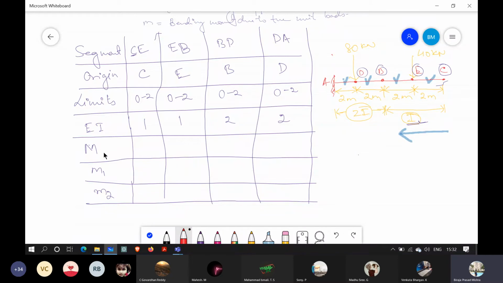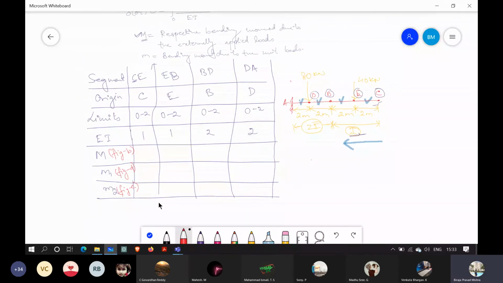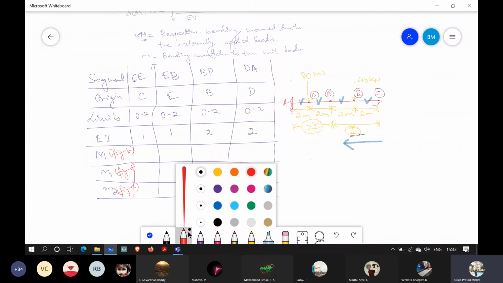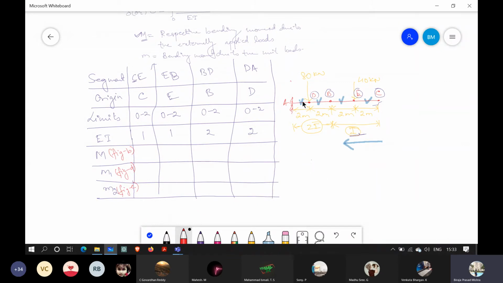Now, from where will we get the value of M and m1? We will get the value of M from figure B, the value of small m1 from figure D, and the value of small m2 from figure E. Now all of you please pay attention, this is very crucial. Let us look at this figure again.